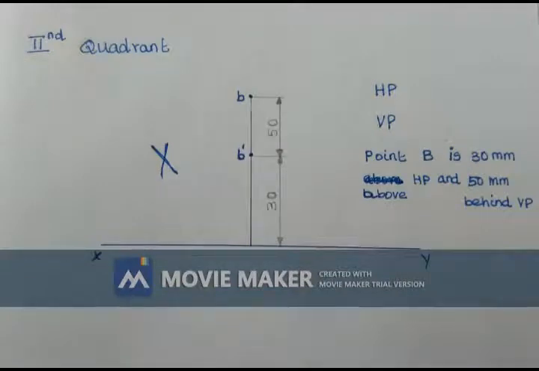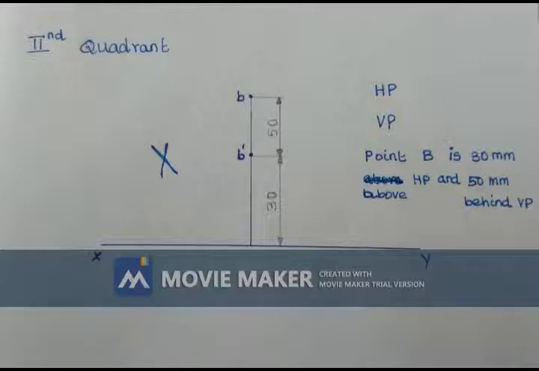So this is an example for the second quadrant, right? Here I told you earlier that both your horizontal plane and vertical plane come above XY. So both your top view and front view will come above XY. So you want to project the top view and front view above the XY reference line. So the point B is 50 mm above HP. So your object is above HP and 50 mm behind VP. So you can identify it as in the second quadrant, right? So 50 mm in front of, sorry, behind VP, right?